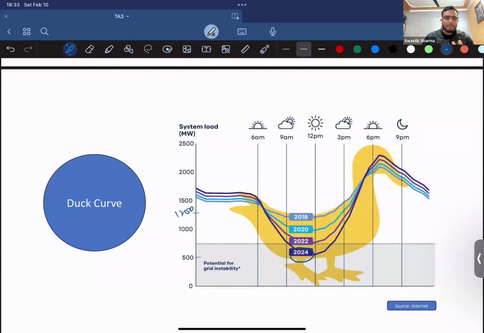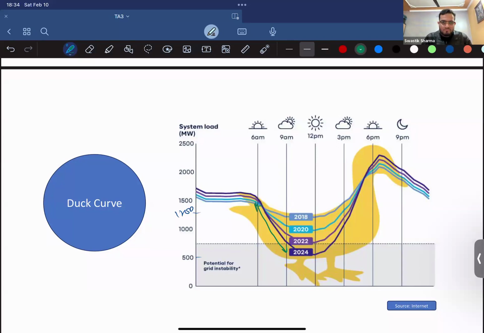So this is a huge ramping that is required. This is a huge ramp product that they require now because of this duck curve. It is called a duck curve because its curve is like a duck. To be able to balance the load and generation at all times, you require a huge ramping product. So how will you get it?